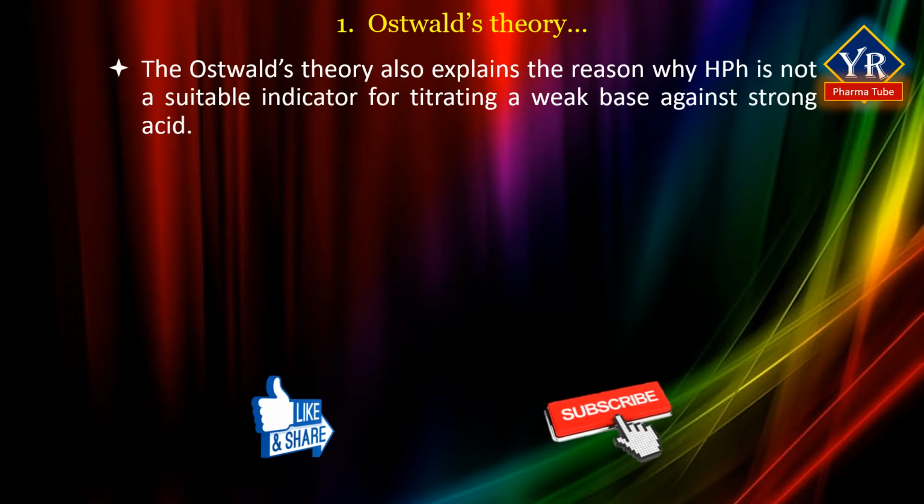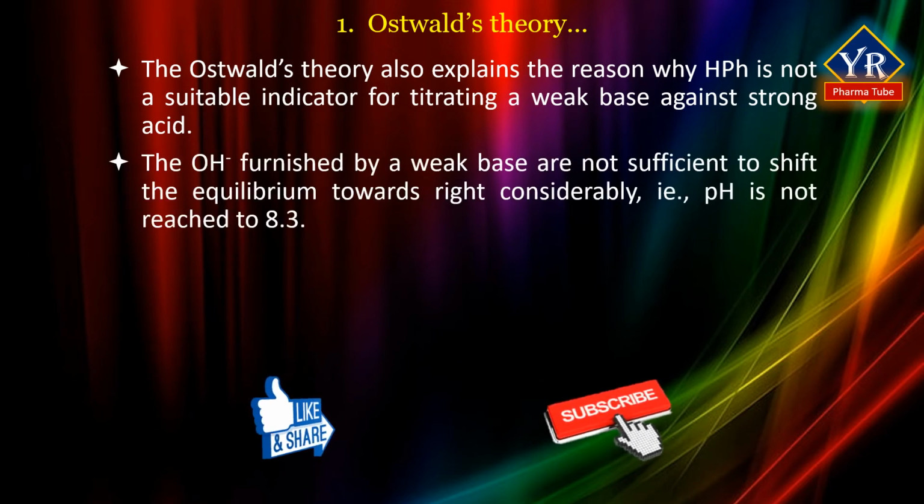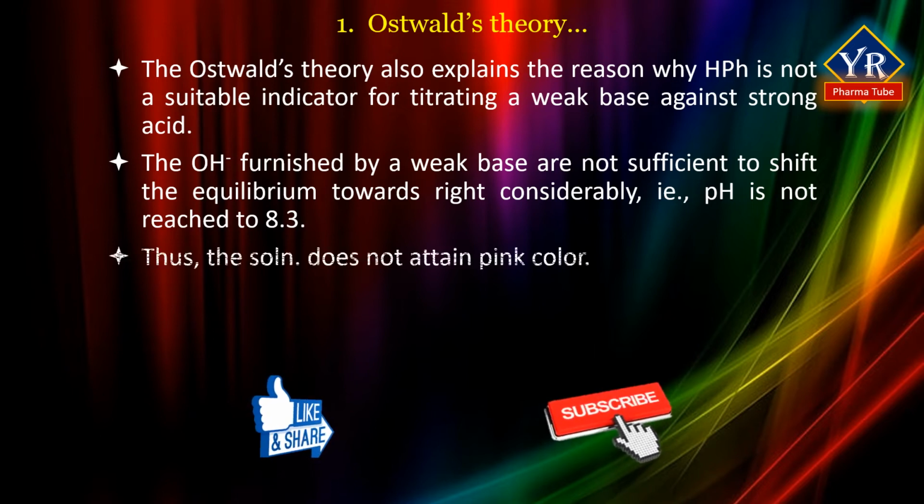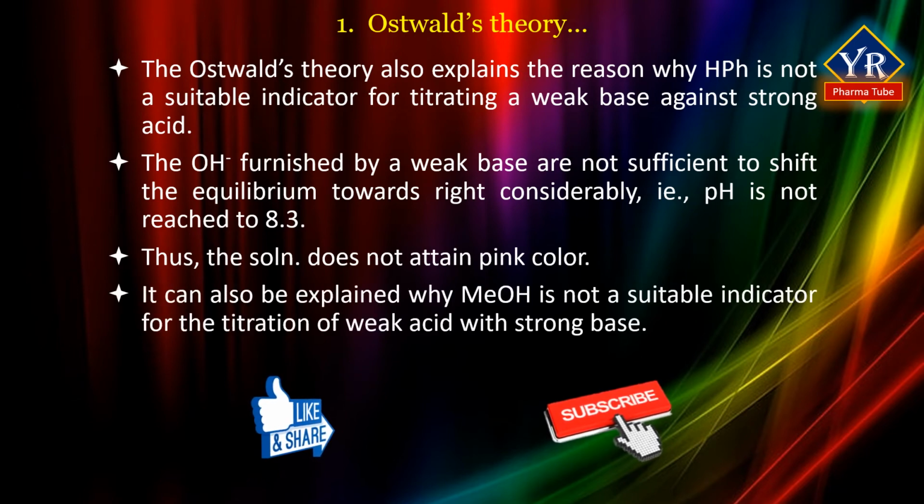Ostwald's theory also explains the reason why phenolphthalein is not a suitable indicator for titrating a weak base against a strong acid. The hydroxide ions furnished by a weak base are not sufficient to shift the equilibrium towards the right hand side considerably, that is, pH does not reach 8.3. Thus, the solution does not attain pink color. Similarly, it can be explained why methyl orange is not a suitable indicator for the titration of a weak acid with a strong base.